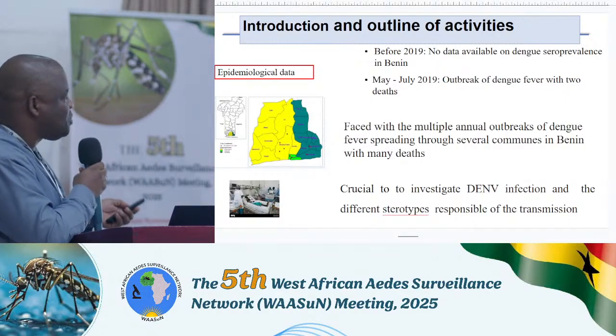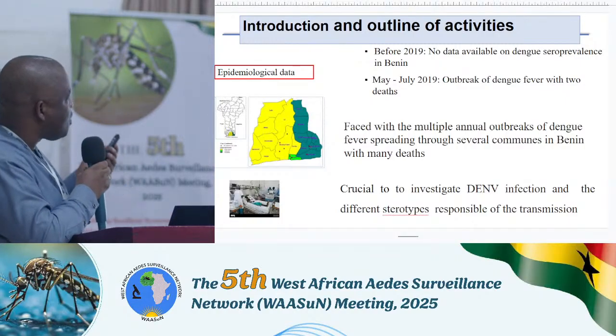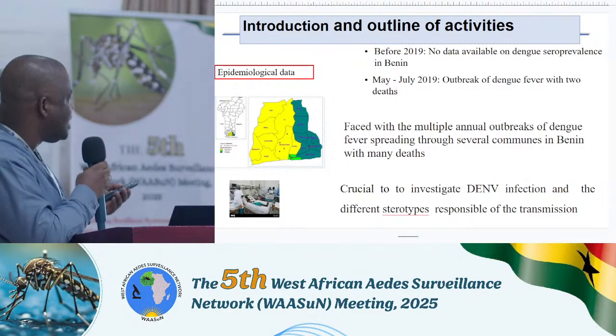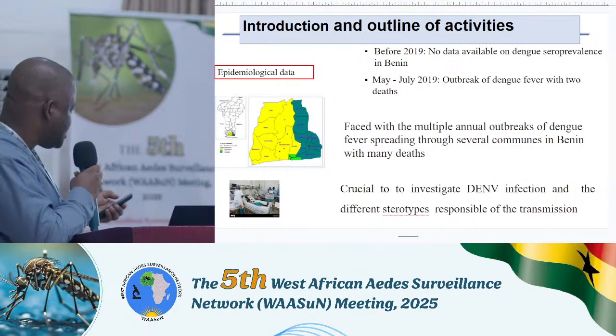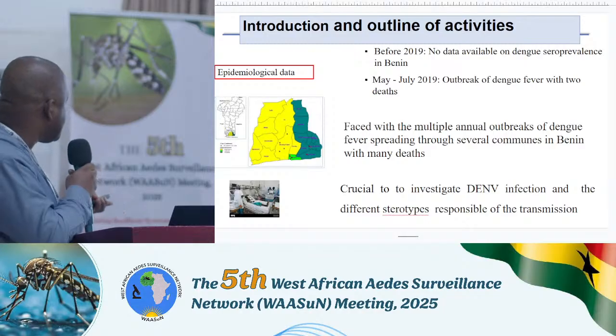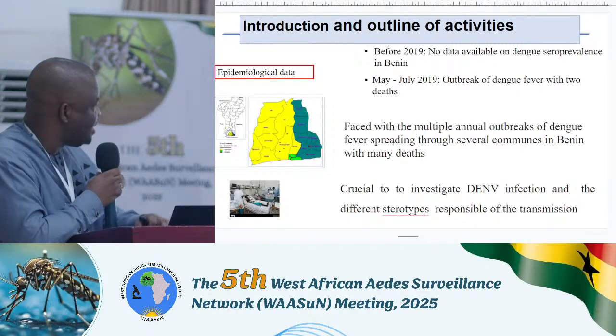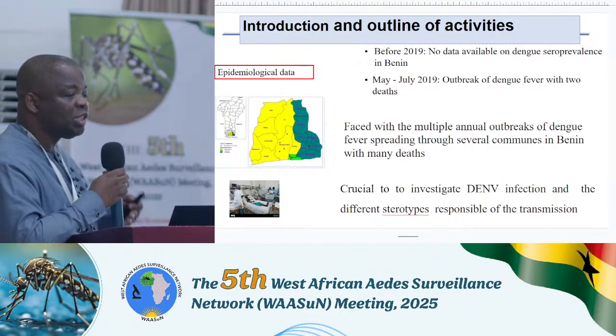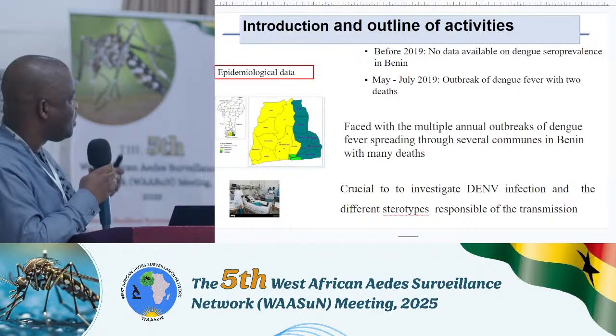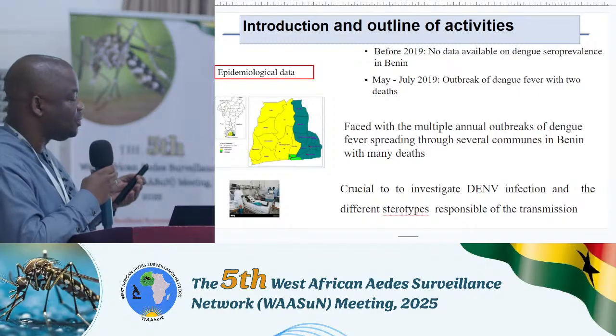Faced with the multiple annual outbreaks, because from 2019 annually we have outbreaks of dengue, and this disease is spreading in different districts, as you can see here, with many deaths. In front of this situation, we decided to investigate dengue infection and the different serotypes which can be responsible for the disease transmission.